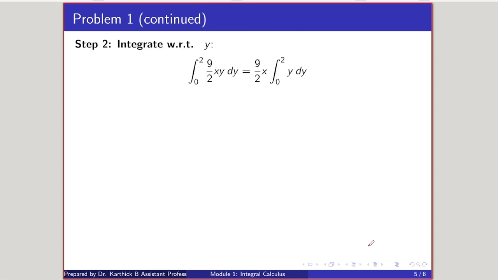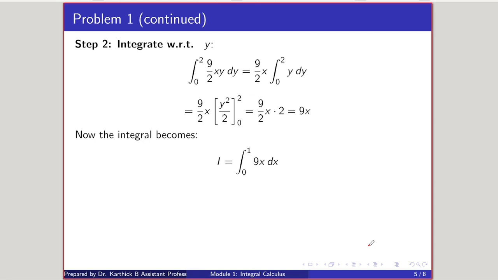With respect to y, 9 by 2 is simply a constant. x will remain a constant. So this is a constant, and we will integrate y dy. It will be y square by 2. So while substituting the limits, we will get the value as 4 by 2. While getting cancelled, it will be 2. At last, here it will be 9x. So now we have completed with respect to y.